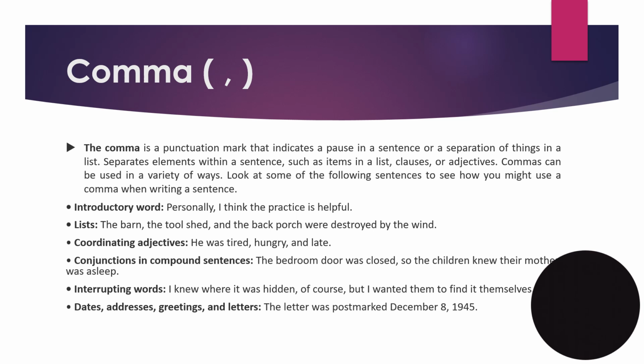Commas can be used in a variety of ways. Look at some of the following sentences to see how you might use a comma when writing a sentence. Introductory word: Personally, I think the practice is helpful. Lists: The barn, the tool shed, and the back porch were destroyed by the wind. Coordinating adjectives: He was tired, hungry, and late. Conjunctions in compound sentences: The bedroom door was closed, so the children knew their mother was asleep.